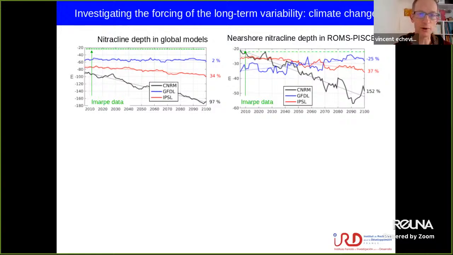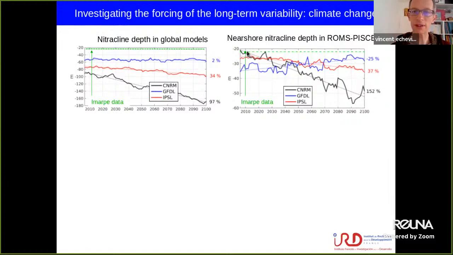Now we're moving to biogeochemistry. If you look first at the left figure, you have the nitracline depths in global models. You see that they have very different evolutions. The GFDL model is still very steady. Then IPSL and CNRM have very strong changes. What is interesting to see here is not only the trend, but also the mismatch, the error that is made in these models. For instance, if you look at the data available in the Peru region, the nitracline depth is around 20 meters, and in these models, it's around 60 to 100 meters. So the error is huge, and that's why we also need to use regional models like ROMS.